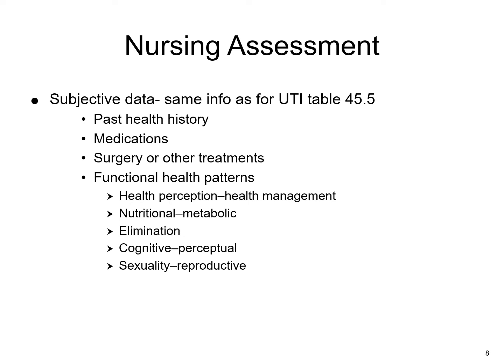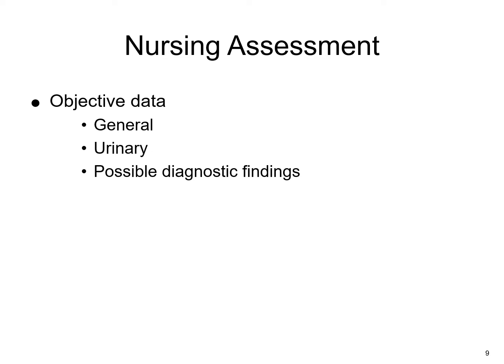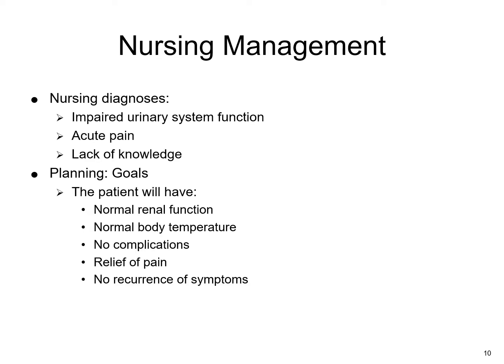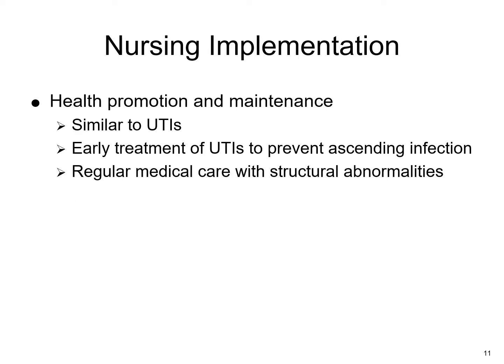You are going to look at table 45.5 once again. Just basically trying to see what it is that we need to do in terms of our nursing assessment. And this is going to be very similar with everything else that we've been talking about with the renal system. Same thing. Some of your nursing diagnoses: impaired urinary system dysfunction, acute pain, lack of knowledge. Pretty similar to everything else we've been talking about. So treatment is going to be very similar to what we talked about under UTIs primarily, and we'll have a class discussion about this because everything is the same at this point.